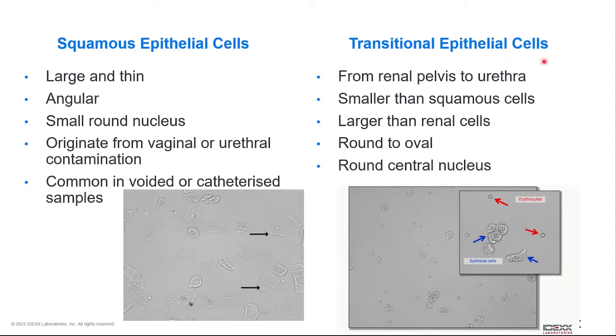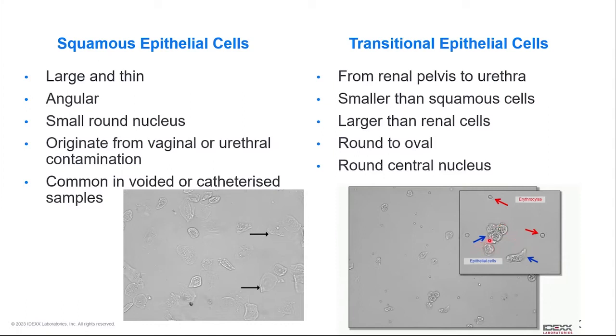Compare that with the transitional epithelial cells. These originate from anywhere from the renal pelvis right the way through to the urethra. They tend to be 2 to 4 times the size of a white cell. So if you can find a white cell in the sample and compare the size, that gives you an indication of what you might be looking at. They tend to have 1 to 2 nuclei, and they tend to be somewhat pear-shaped or round and might have tail-like projections. So here on the highlighted image, you can see this one with a little tail, and these ones here, which are more round with the nuclei present in the center.